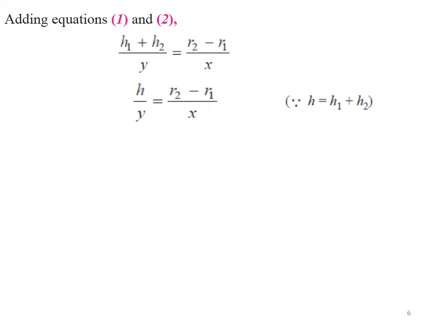Now we add both the equations. Adding equations 1 and 2, what happens? H1 plus H2 by y is equal to R2 minus R1 by x. So from the figure we know what H is equal to: H1 plus H2. So I substitute H is equal to H1 plus H2. H by y is equal to R2 minus R1 by x, because H is equal to H1 plus H2. Next I reorder it to keep the equation for H. H is equal to R2 minus R1 into y by x. This is our equation number 3.